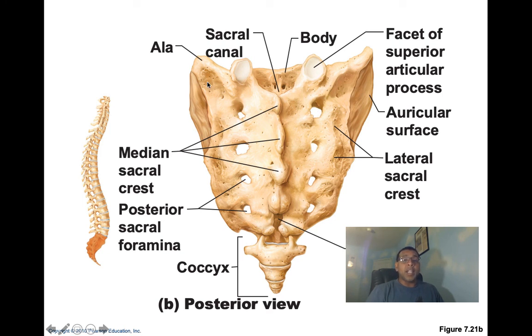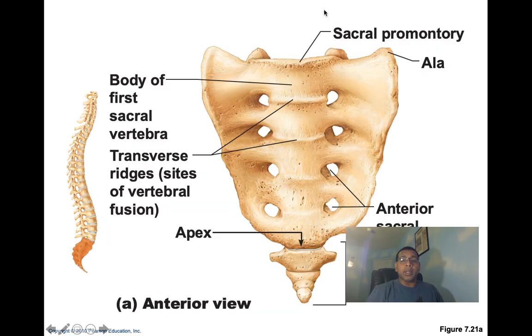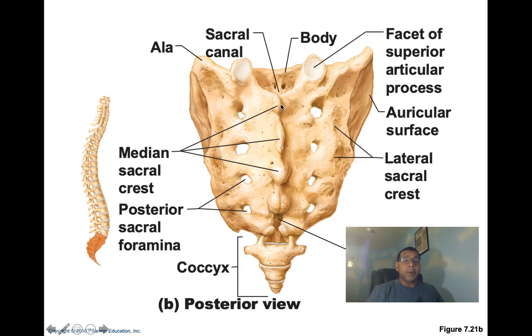Then we have the alae. The alae are the wing-like parts. So you can see here they're wing-like parts of the sacrum. Those are the alae. Next then is the median sacral crest, found right at the midline of the posterior aspect. And then lateral to that we have the lateral sacral crest.